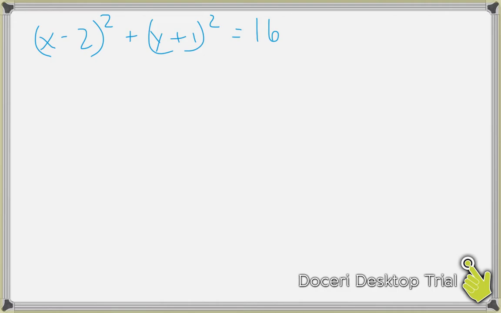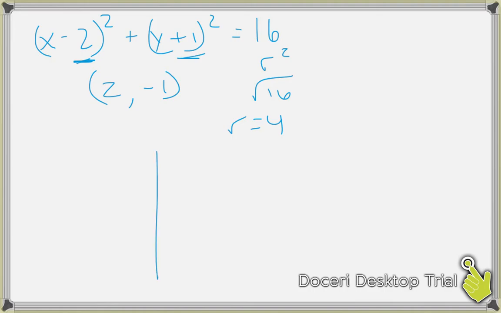We know the center of the circle, the opposite of what we see. So the center is (2, -1). That's the center of the circle. We know our radius, this is r squared, so if we take the square root of it, our radius is going to be 4. So when we go to graph, all we have to do is plot that center, (2, -1). There's the center of our circle.